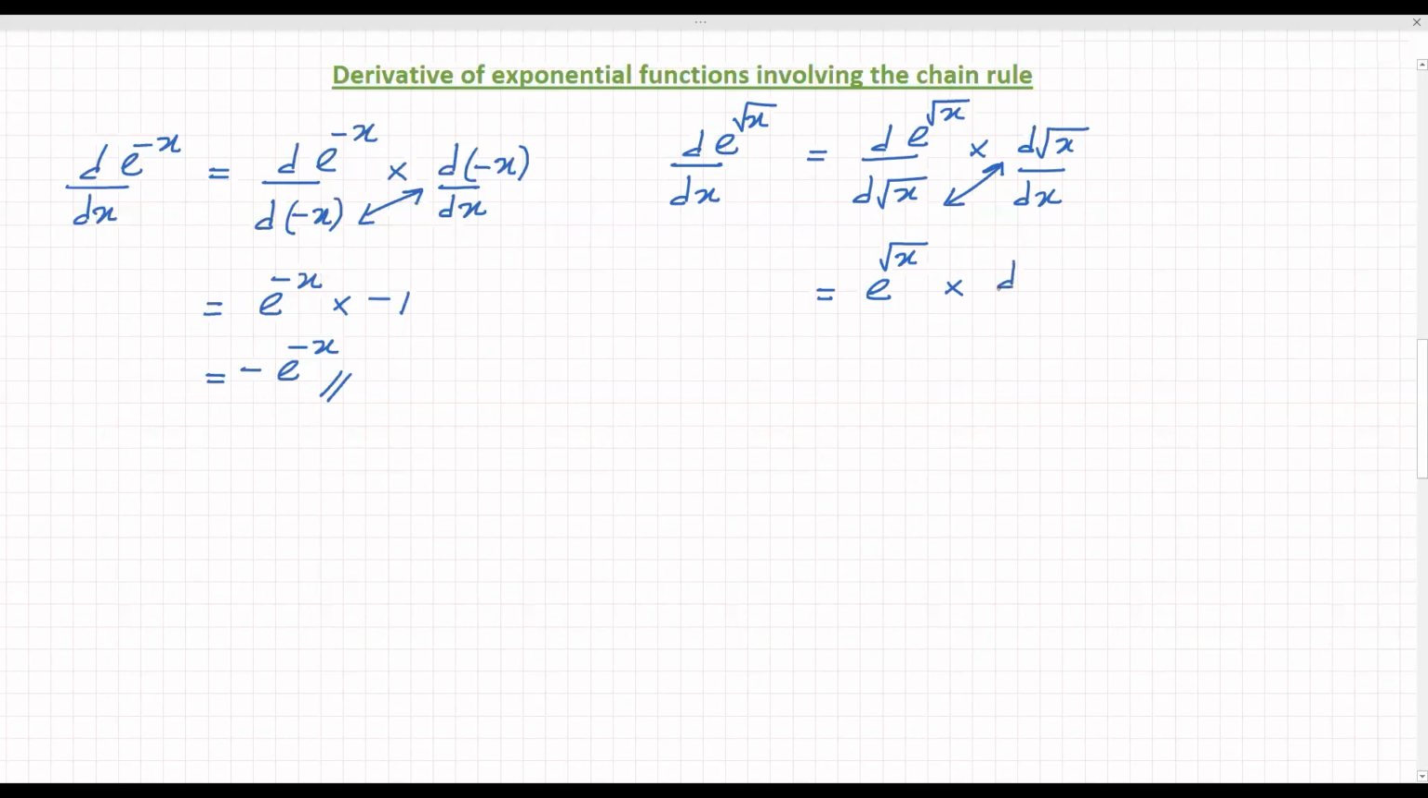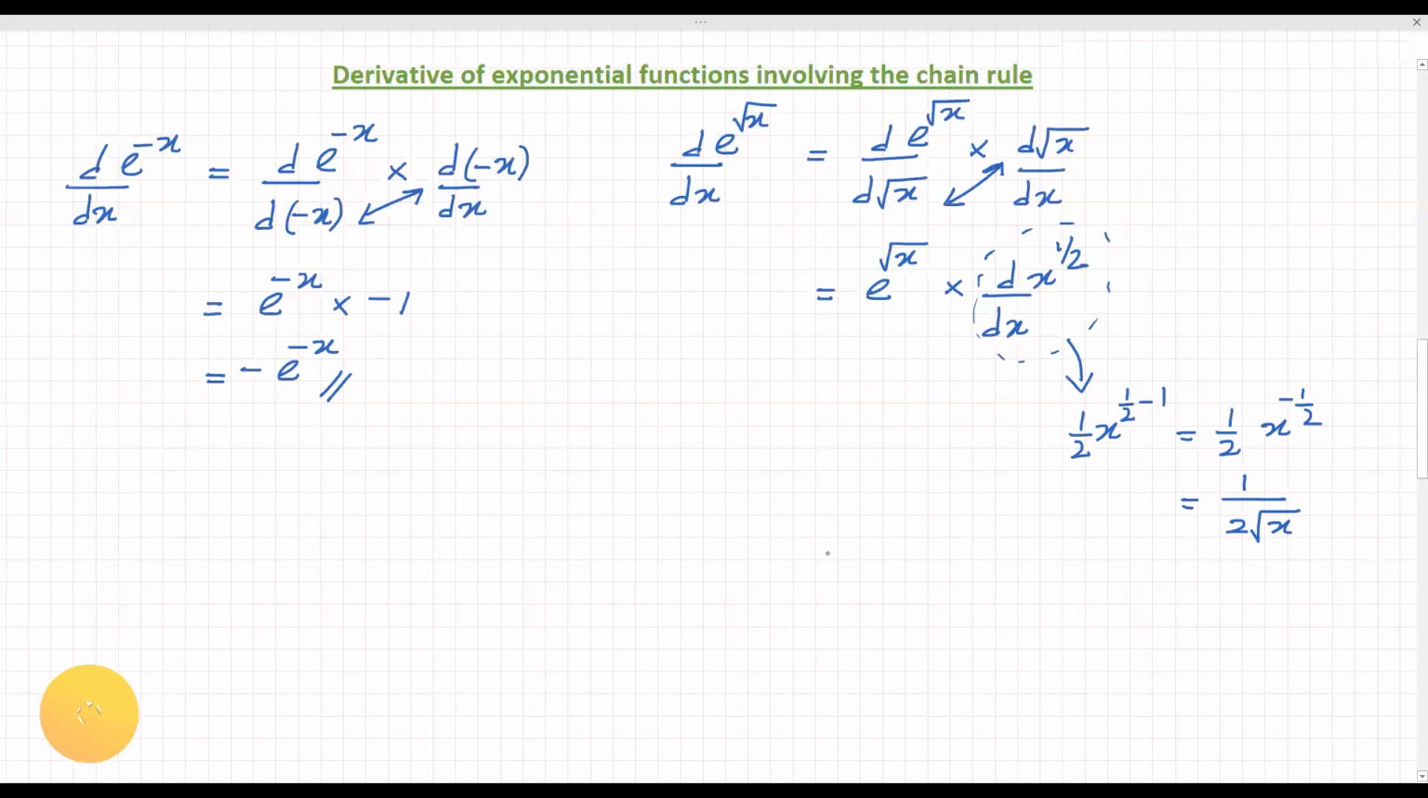And this one is a little tricky. You will use the power rule, which is d/dx of x to the half. So if you use the power rule properly, what you will get here is half x to the half minus 1, and that would be 1 divided by 2 x to the minus half, and you can write that as 2 square root of x. So 1 divided by 2 square root of x. So finally you can write the answer here, e^(square root of x) divided by 2 square root of x.